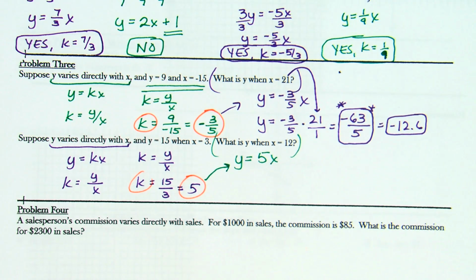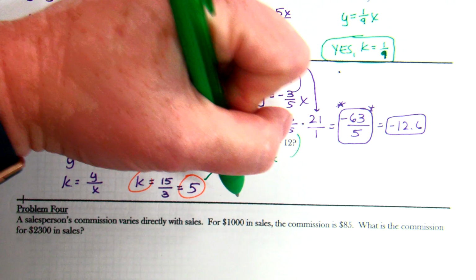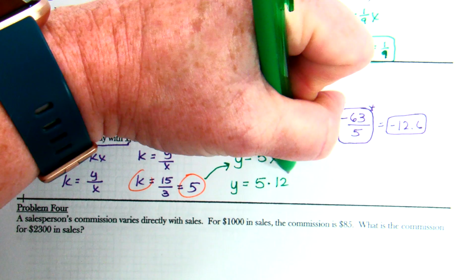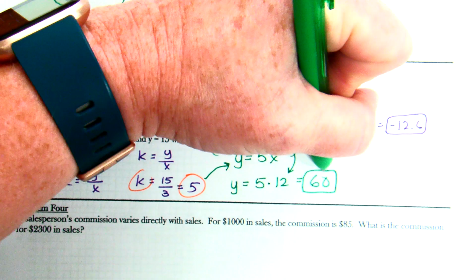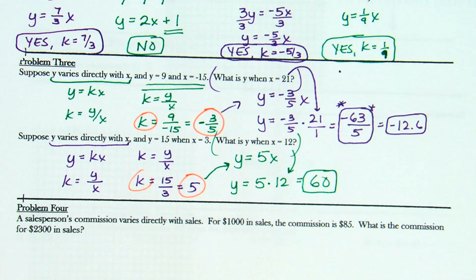In this particular problem, they now say, what is y when x is 12? So what are you going to do with that 12? Plug it in for x. Right there. And 5 times 12 is 60. That's a big thing to be able to do with direct variation.